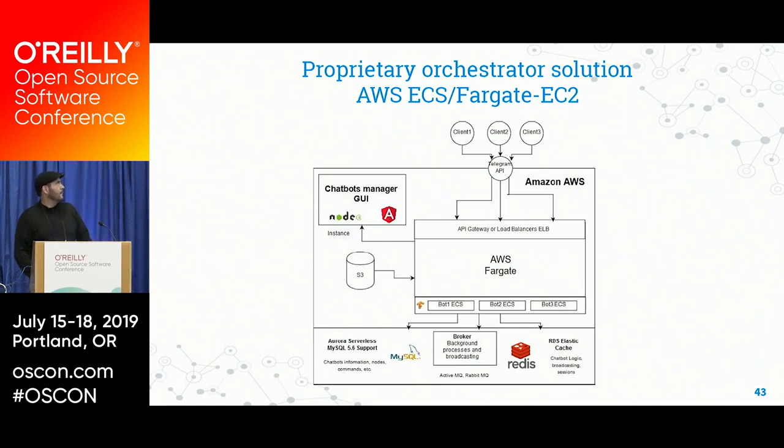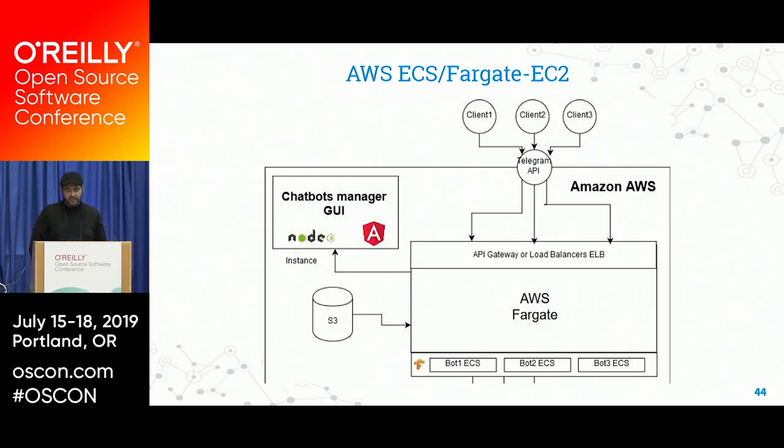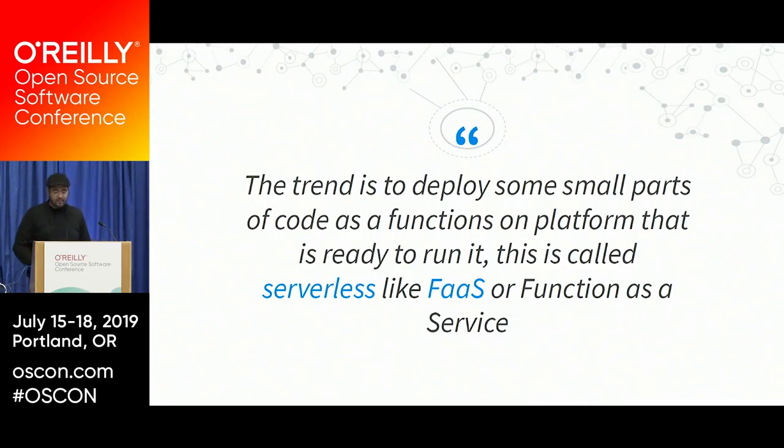The last solution to evaluate could be Fargate. Fargate is a kind of proprietary orchestration that does the same thing that Kubernetes does. So Fargate is really expensive, but there are some good things and bad things about each of these solutions. So the trend is to deploy some small parts of code as functions on a platform that is ready to run. So it's Lambda, for example. That's called serverless, like function as a service.